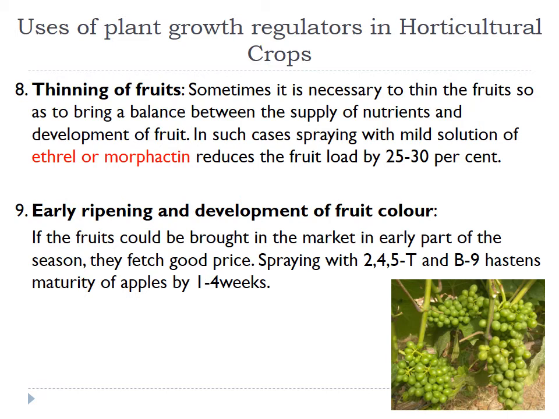Early ripening and development of fruit color. We all know ethylene is a ripening hormone. So ethylene is commonly used for early ripening or changing the fruit color. In addition, if you spray 2,4,5-T or B9, it also hastens the maturity in apples by 1 to 4 weeks. So sometimes farmers want to bring their fruits earlier to the market to get more price. So in that case also you can use plant growth regulators.